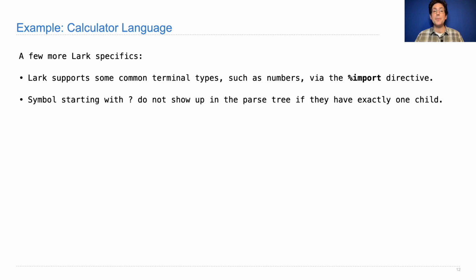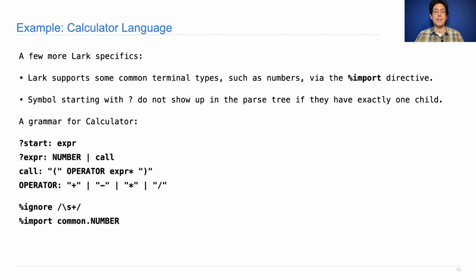And some symbols start with a question mark in their rule. These are special because they do not show up in the parse tree if they have exactly 1 child. So you can have a chain of A goes to B and B goes to C and C goes to D without having the parse tree include that long chain, as long as you put question marks before the symbols.